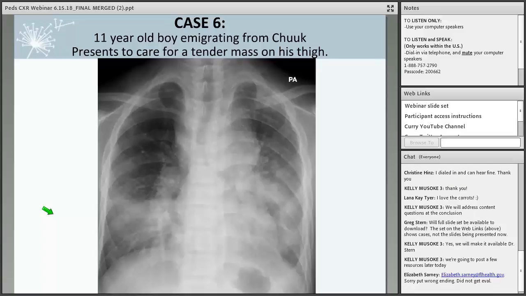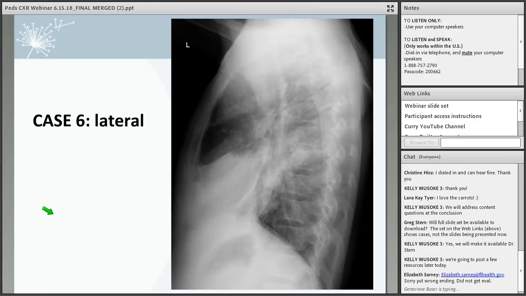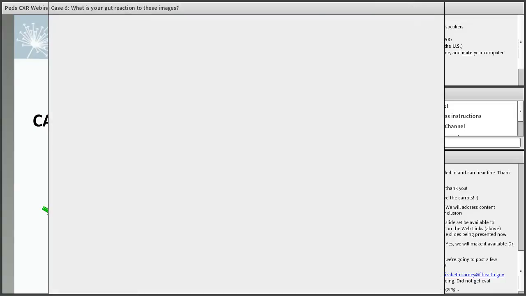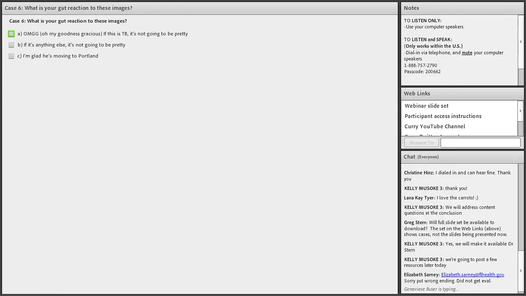And so the way that we have this structured is we're going to ask you to take a look at the image. We're suggesting that you think about it. And in this case, we're going to ask a polling question early on. So here is the lateral film for that. And we're going to give you a polling question. And that's coming up now.